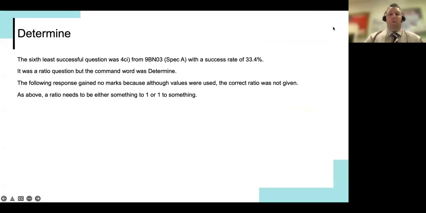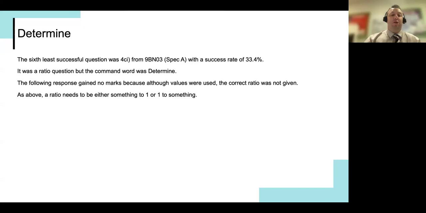What we're looking at here is a question I'm going to show you in a moment or two. This was the sixth least successful question in paper 3 of specification A, with a success rate of 33.4%. It was a ratio question, so it links back to what we talked about at the very start of the session. And the command word was determine. I'm going to show you a response to this particular ratio question.